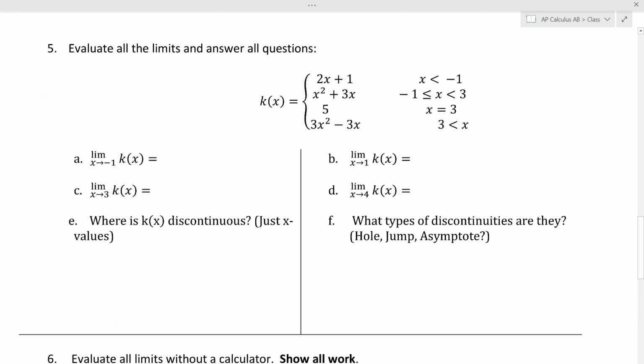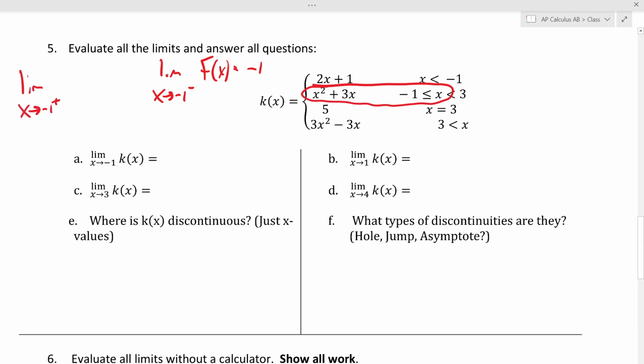Now we got this guy moving right along. As we approach -1 is one of my splits. It has a left side and a right side. Because I'm asking about -1, I need to check both of those. This one at -1 is -1, right? So the left-hand limit at -1 is -1. All right? The right-hand limit, though, has to deal with this function right here. The right-hand limit, as x approaches -1, when you put -1 in there, you get 1 minus 3, that's -2. Those are not equal. So this is D and E.